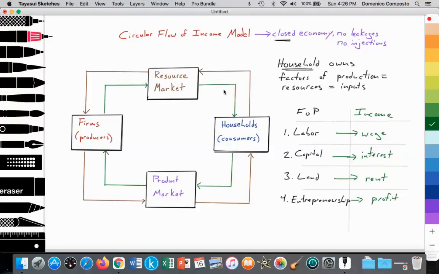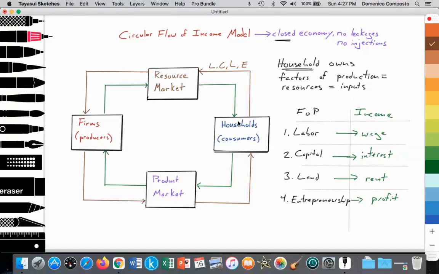All right? So in the circular flow, here we have the household or the consumer of outputs, and the household is offering their resources in the resource market. So they can be offering their labor, their capital resources, their land resources, and their entrepreneurship. So I'll abbreviate that to LCLE: labor, capital, land, and entrepreneurship.